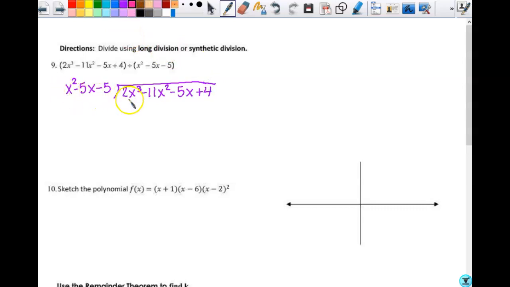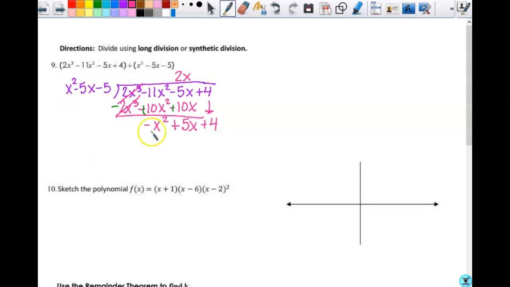So x squared goes into 2x cubed, 2x times. So I get 2x cubed minus 10x squared minus 10x. Change my signs. So those zero out. That gives me negative x squared plus 5x, and I bring down my plus 4.